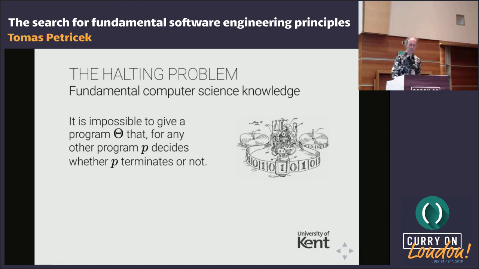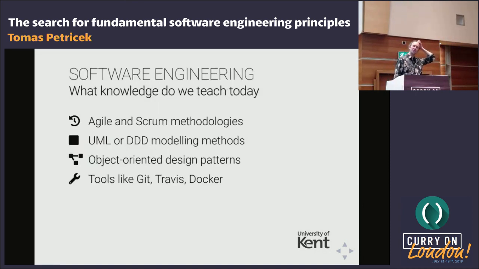So the point I want to make here is that if we look at what some of the software engineering courses cover, or what we consider as software engineering, are these things like Agile and Scrum methodologies, or various modeling methods like UML, which apparently specifies the exact shape and size of the legs and arms of the stickman. It does. Various OO design patterns, or tools like Travis and Docker, and that really doesn't strike me as being on the same level of fundamental knowledge as what I was showing before.